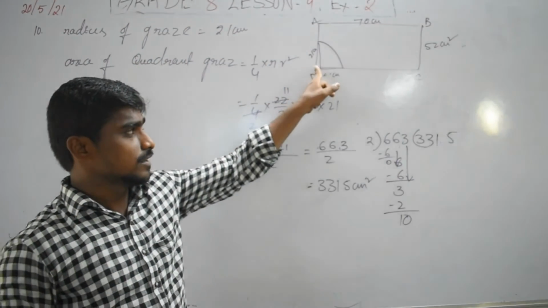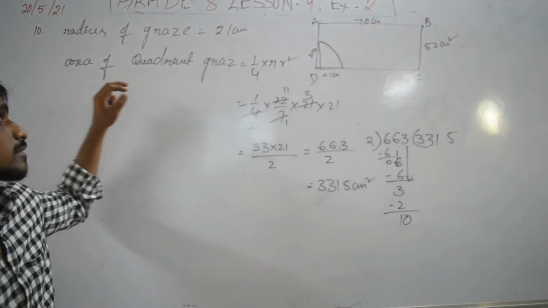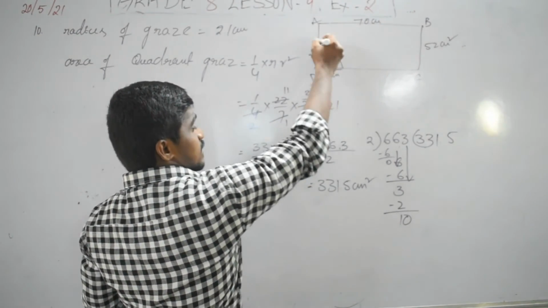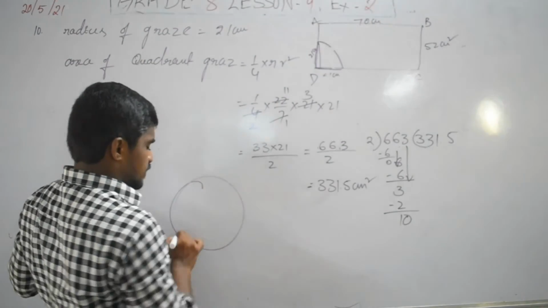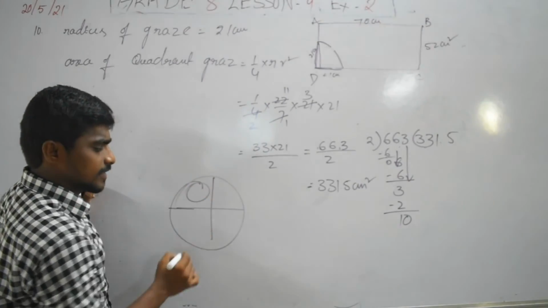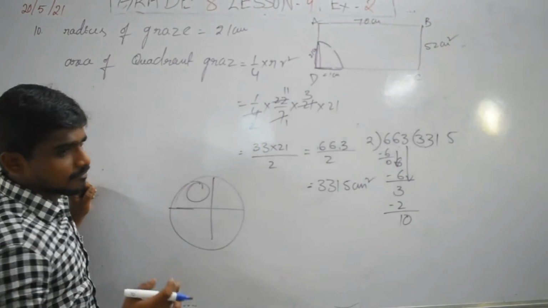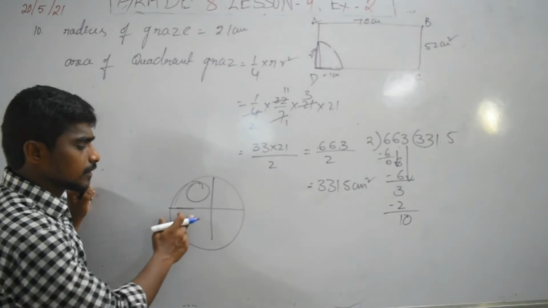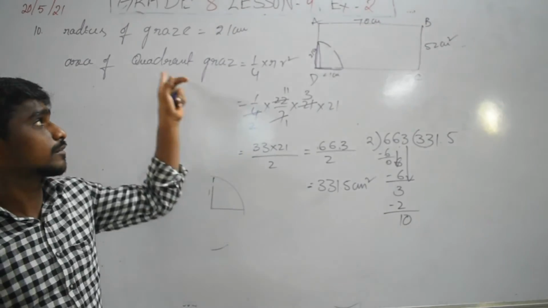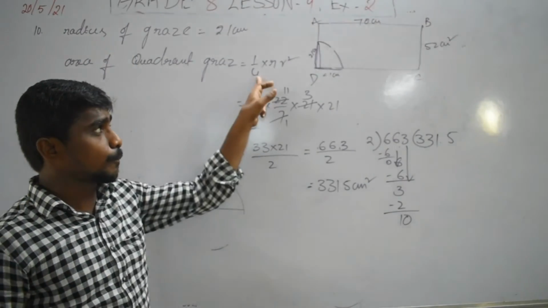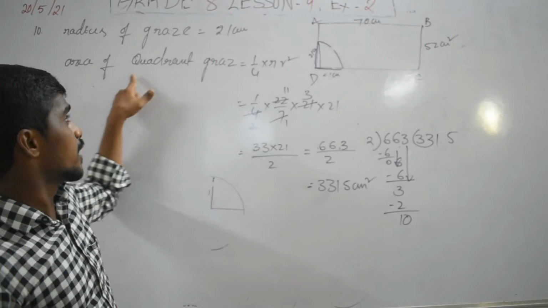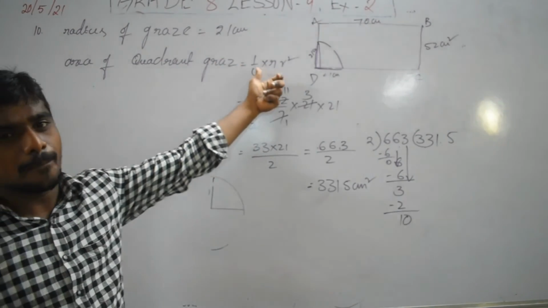Here, see, now the radius from here to here is 21 centimeters. Area of the quadrant. See, the quadrant means this whole circle is divided into 4 parts. This part is one quadrant, this is one quadrant, this is one quadrant. Like this, one quadrant is given. So in total how many parts? 4 parts. How many parts are we taking? 1 by 4.